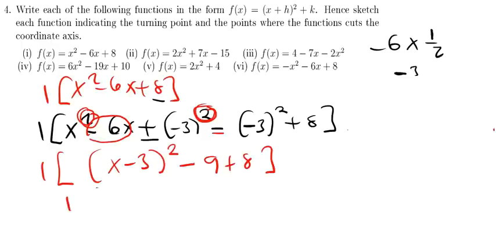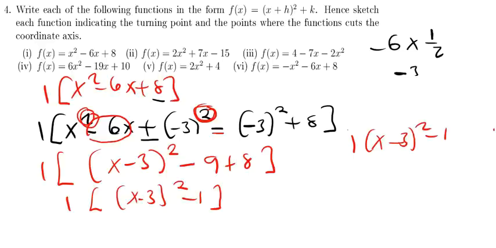1, open brackets, I have x minus 3, that. Negative 9 plus 8 is negative 1. Multiply 1 by everything, and you end up having 1, open brackets, x minus 3 squared minus 1. We don't write 1 when it is in front, just leave it. So it is (x - 3)^2 - 1. Now this is in the form of that. h is negative 3, k is negative 1. I'm done for the first part.